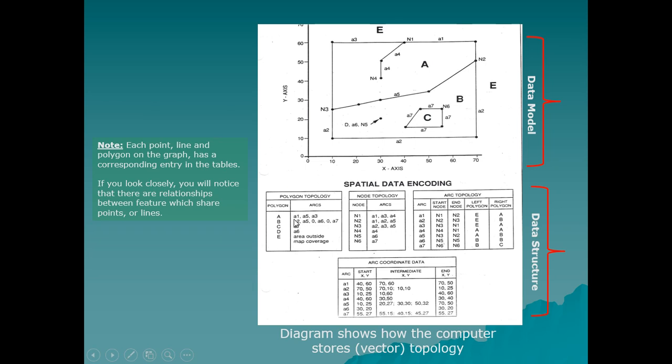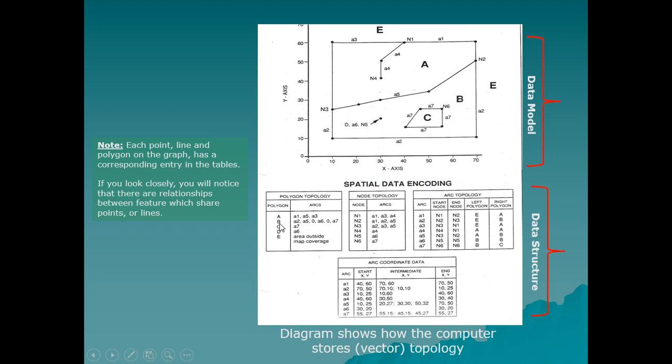It tells us that polygon A is defined by arcs, or in other words lines, A1, A5 and A3. Let's find those. We have A1, A5 and A3. Note, we do not include A4 because A4 is not connected to another node in order to close this polygon. So it is essentially just a line dangling there.